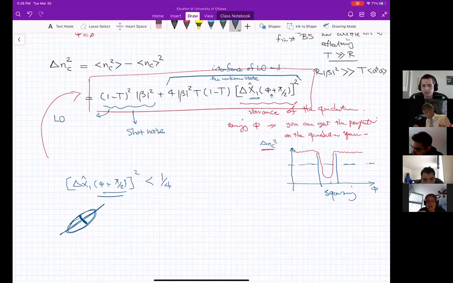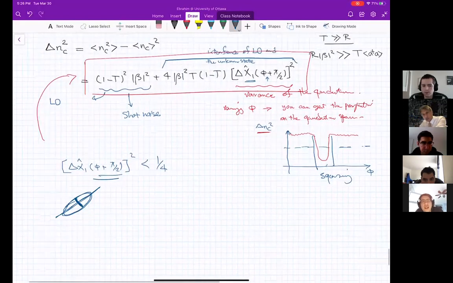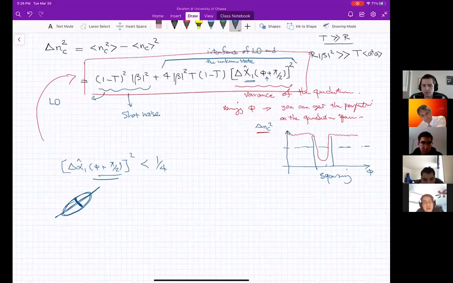There is another version of it. By the way, here. Actually, sorry. I have a question. Go ahead. Why would it be below the shot noise when this interference term seems to be always positive?